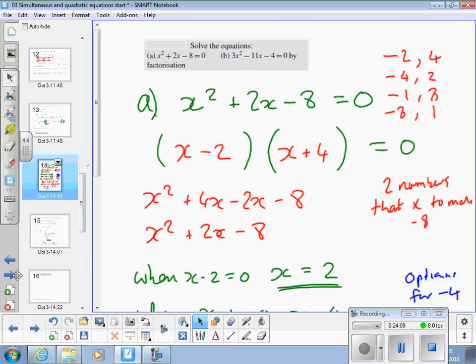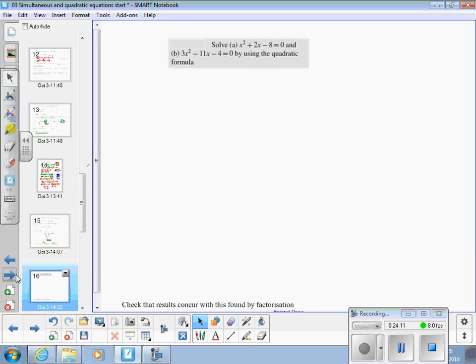So that's the formula method. So have a go at those two. X squared plus 2x minus 8 equals 0, and 3x squared minus 11x minus 4 equals 0. Do both of them using the quadratic formula. Write it out how I did. Use the brackets how I did. Simplify it and come up with 2 solutions for each of them.